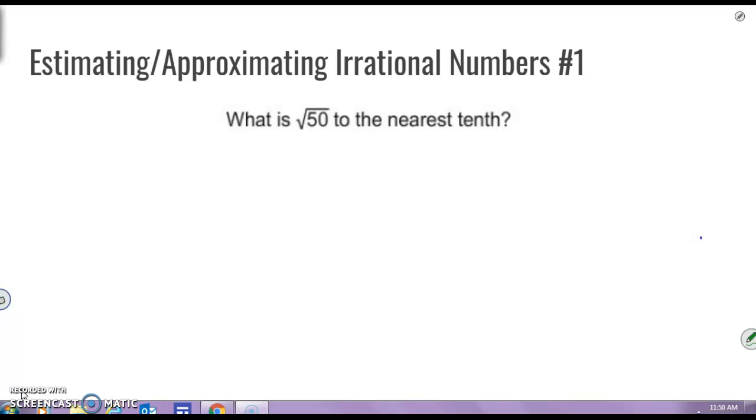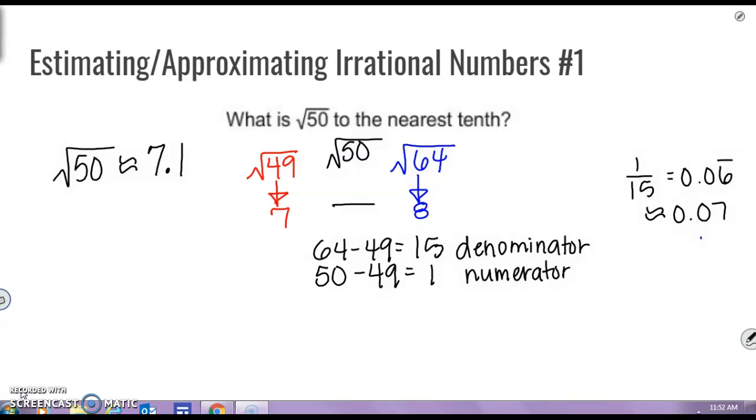Pause the video and find the square root of 50 rounded to the nearest tenth. The two closest perfect squares to 50 are 49 and 64. The square root of 49 is 7. The square root of 64 is 8. So that means the square root of 50 is between 7 and 8.